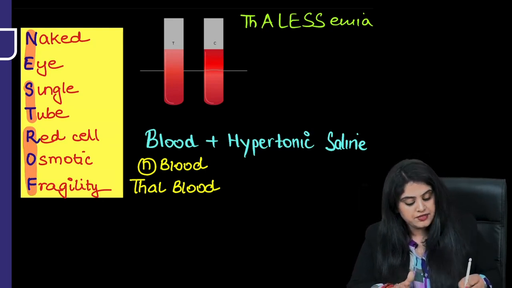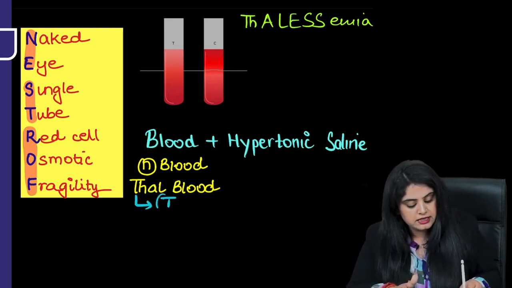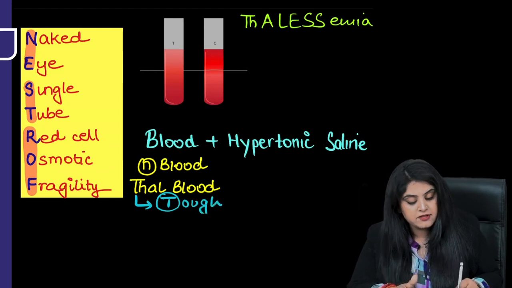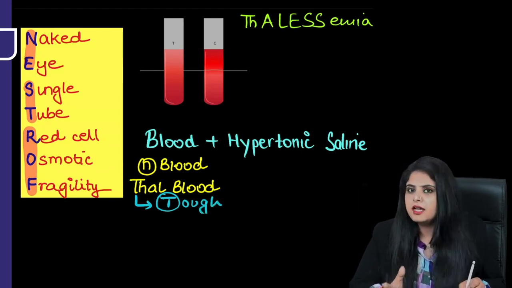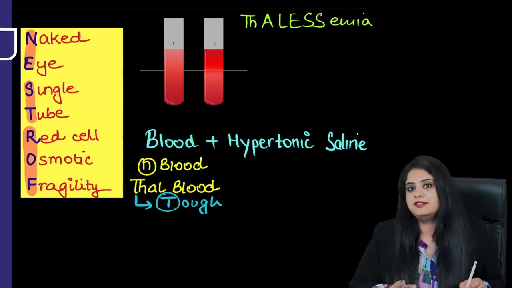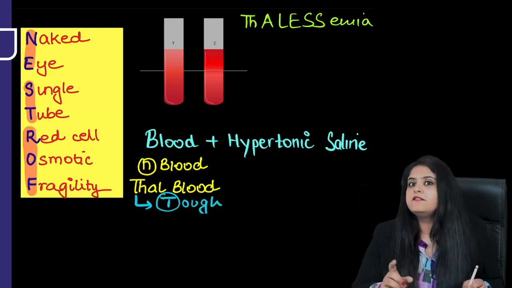Let me tell you that thalassemia, T for T, thalassemia cells are very, very tough. Means, will they break? No. You all have to be thalassemia cells. You have to be very tough in this situation. Anyone puts you in any situation, you're not going to break. So remember, thalassemia cells are very, very tough.